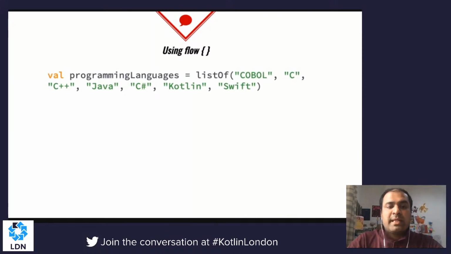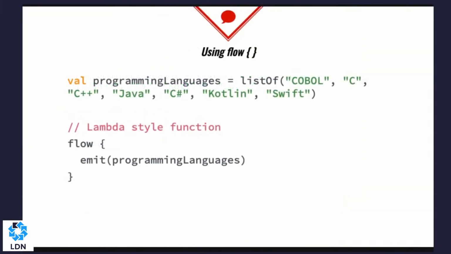Now imagine there is a list of strings. How do I treat this list of strings as a flow? To convert this list of strings into a flow, you simply use flow as a lambda function, write emit, and then whatever your property or object is, and it will convert everything into flow. So your list of strings is converted into flow.